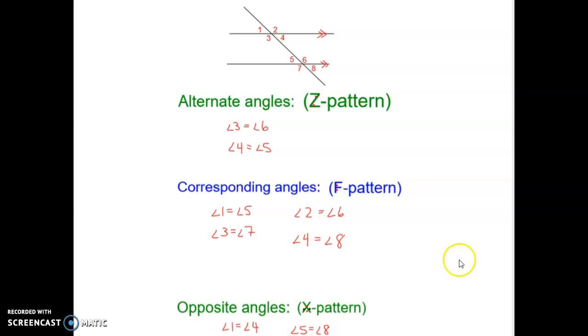Opposite angles, these are angles that form an X pattern, and in my X pattern, the angles that are opposite each other, tucked in opposite, are equal to each other. So I have two sets of equal angles. So if I'm looking here, I've got an X pattern, 1 equals 4, 2 equals 3. Another X pattern, 5 equals 8, 6 equals 7.